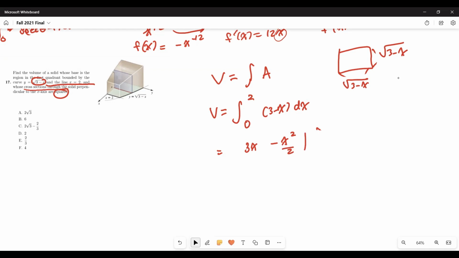And my laptop is overheating as usual. So it's from 0 to 2. So this becomes 6 minus 4 over 2, which becomes 4. So the area is 4, so the answer is F.